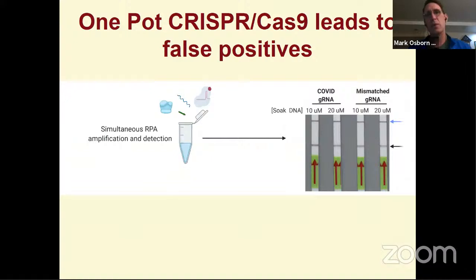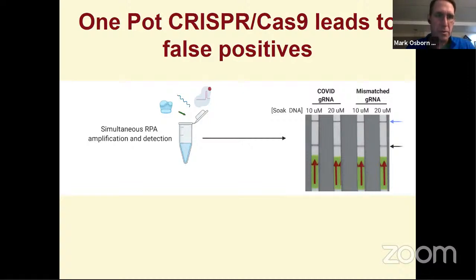So we asked the question, based again on the earlier work by Drs. Doudna and Zhang, using all the components in one reaction, or a one-pot reaction mix, whereby the nucleic acid that's to be amplified is included with the Cas enzyme to allow for detection simultaneously.